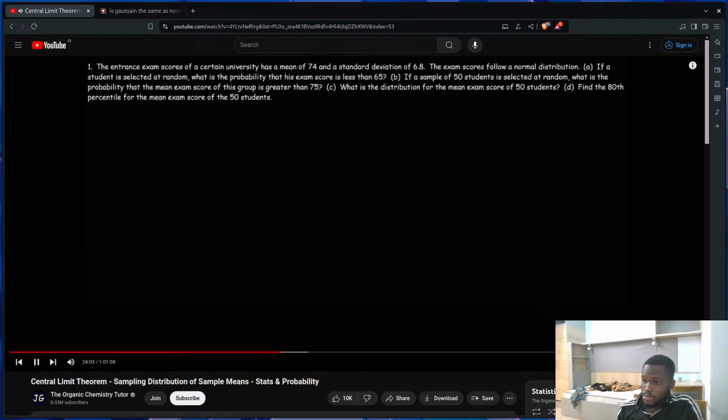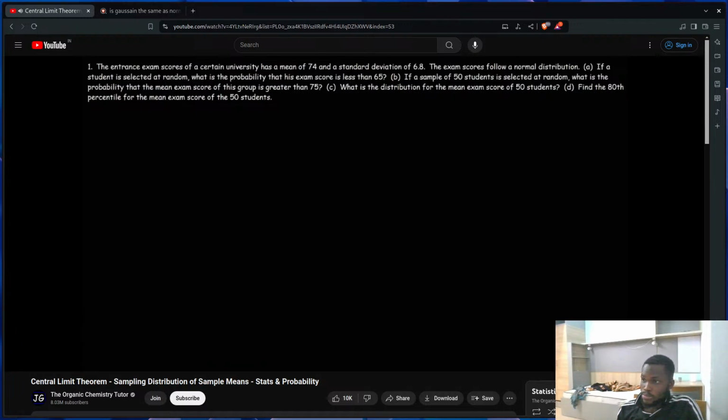Number 1. The entrance exam scores of a certain university has a mean of 74 and a standard deviation of 6.8. The exam scores follow a normal distribution. Part A. If a student is selected at random, what is the probability that his exam score is less than 65?